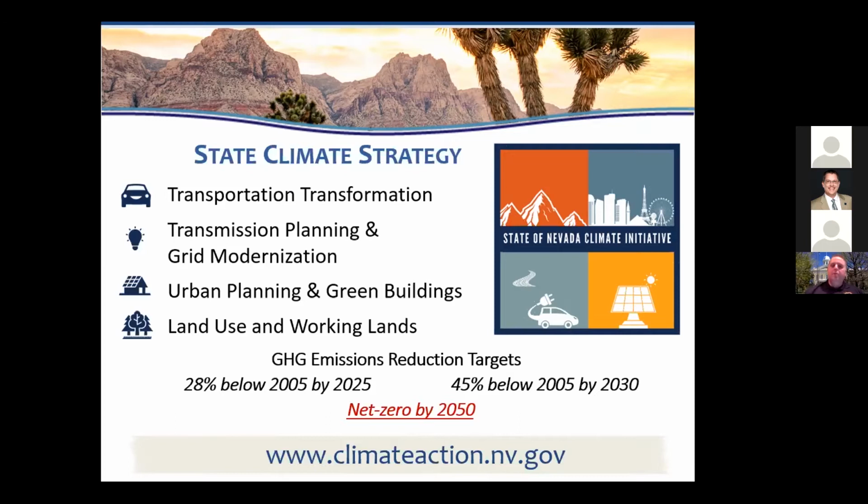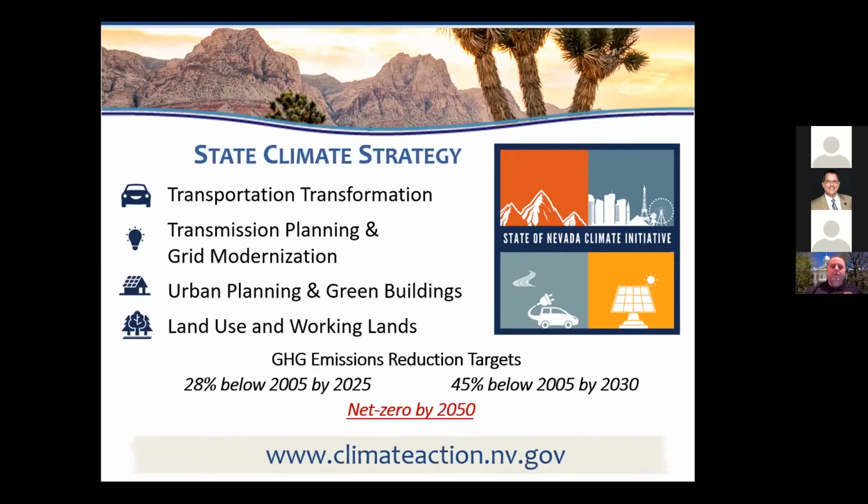As this group is well aware, two of the fastest warming cities projected over the next couple decades are Las Vegas and Reno. And one of the things that got included in this strategy to help combat this was to help increase urban forests and reduce the impacts of the warming in our area.